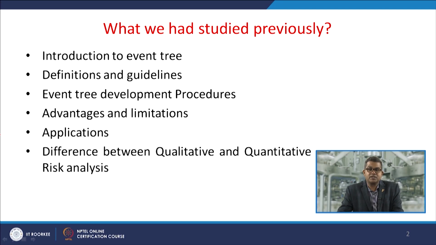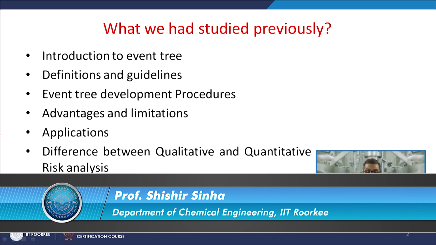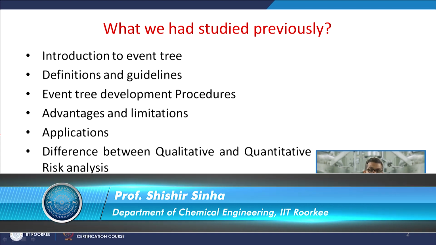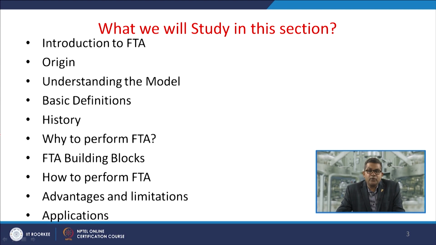We have gone through the definitions and different steps of guidelines related to the event tree. We have discussed the protocol related to event tree development, how we can develop the event tree. We have gone through the advantages and disadvantages of event tree analysis, discussed various applications, and above all, we had a discussion about the difference between qualitative and quantitative risk analysis.